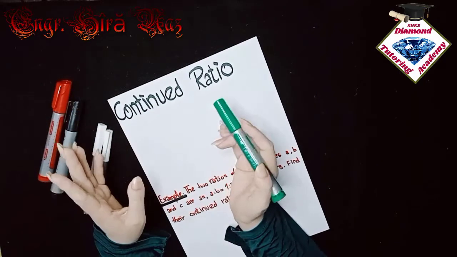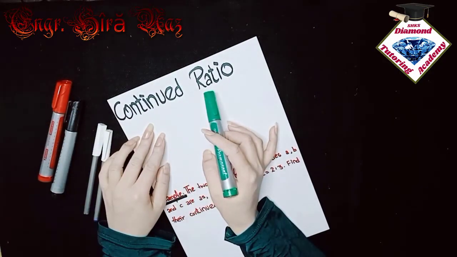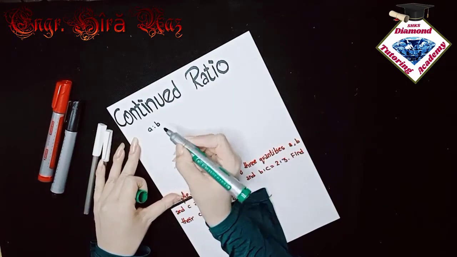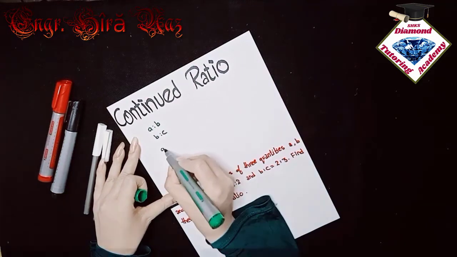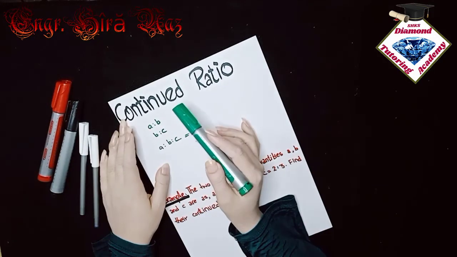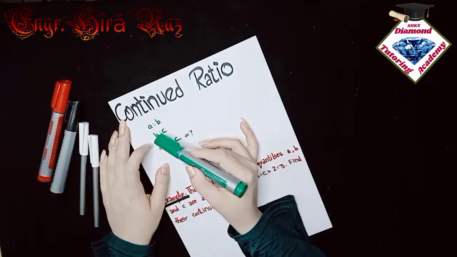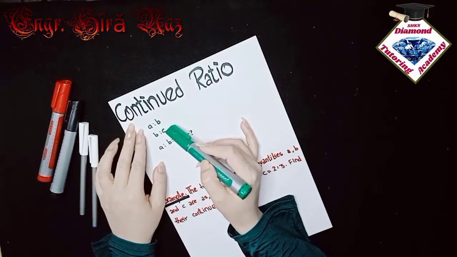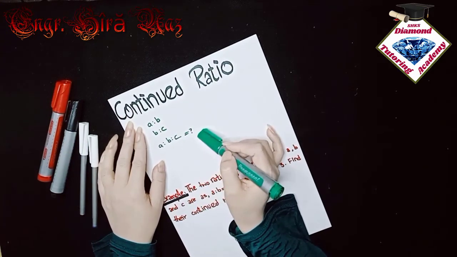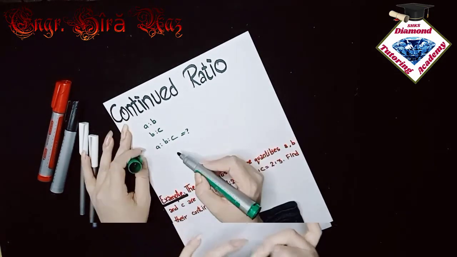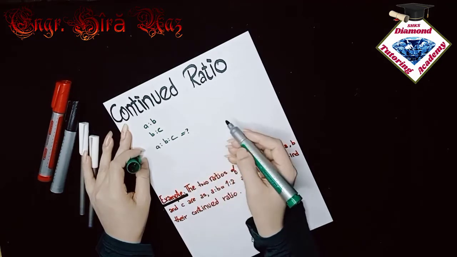First, let us understand what the continued ratio means. If two ratios are given, like A ratio B and B ratio C, of three values A, B and C, then their ratio is termed as continued ratio. How do we find this continued ratio? To find this continued ratio, what do we have to do?